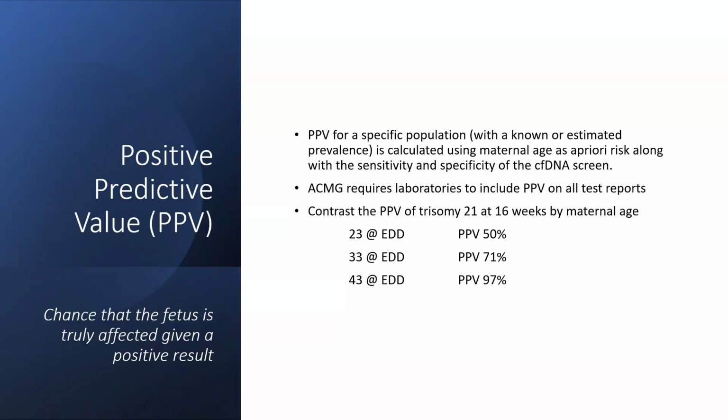So here you can see if we have a high-risk result for trisomy 21 at 16 weeks of pregnancy, that positive predictive value varies greatly in a 23-year-old, which is about 50%, to a 43-year-old, which is about 97%. And of course, that makes sense to us, as with advancing maternal age, we know that there is an increased risk for chromosome abnormalities. But the positive predictive value can be a helpful tool in your counseling for that 23-year-old, that 50-50 chance, versus that 43-year-old, where you're nearing more of a true positive result.